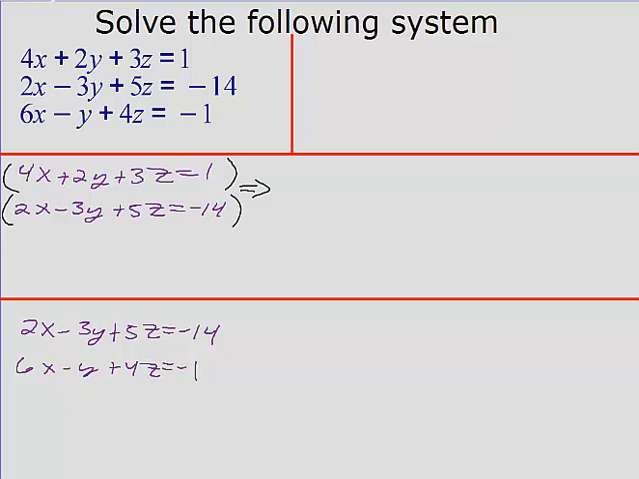Okay, doesn't matter which one? Okay. Everybody okay, right? Just elimination. So now distribute: 4x plus 2y plus 3z equals 1.